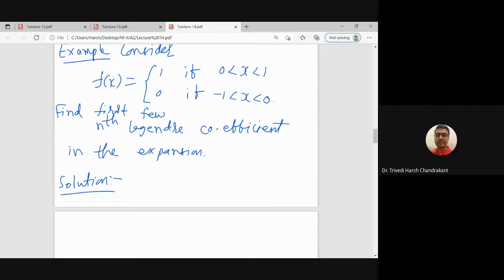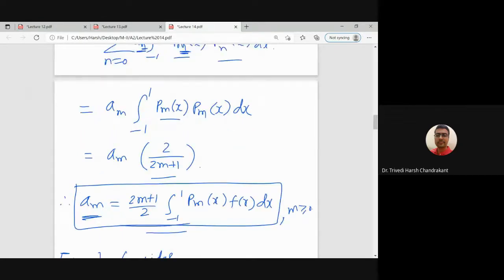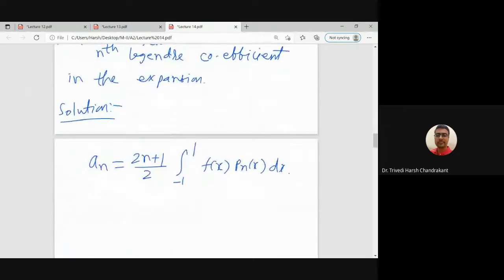So let us start with the general term. So what is the general term? The general term is a_n = (2n+1)/2 times the integral from -1 to 1 of f(x) P_n(x) dx, right? So that is exactly this term for n that we are writing. And we want to find the first few a_n, because we know the first few Legendre polynomials. We know the Legendre polynomial when n is equal to 0, 1, 2, and 3. Right, so let us find the corresponding first few terms.